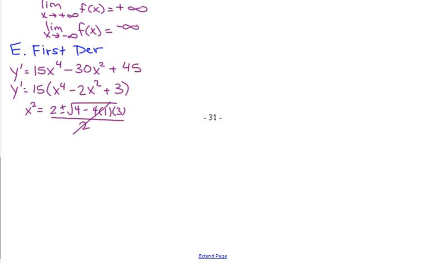Okay, so what does that mean for us? Well, we still want to do a test. It never changes sign, so it's either always increasing or always decreasing. So let's find out which one it is.